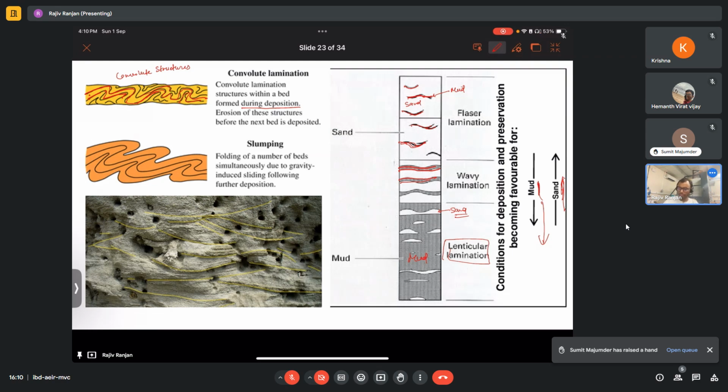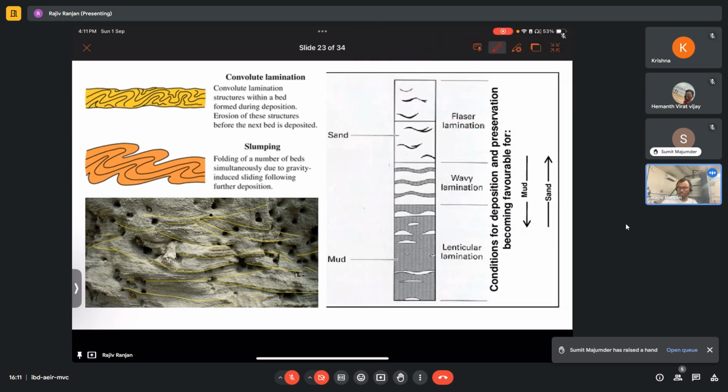And this slumping is due to gravity. We know slump happens because of gravity. Suppose you have an inclined plane. What will happen? Suppose this bed is not lithified. So due to gravity, there will be some structure that will form here, and these are called slump: folding of a number of beds simultaneously due to gravity-induced sliding following further depositions.